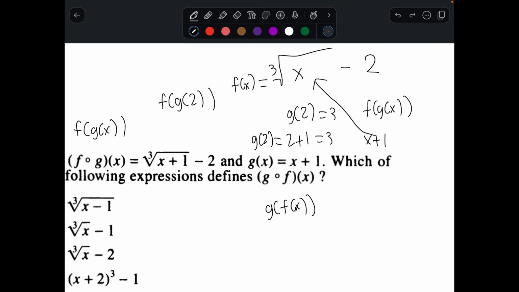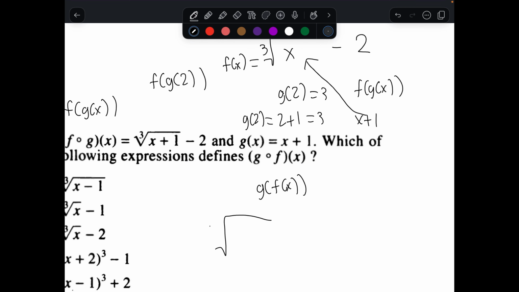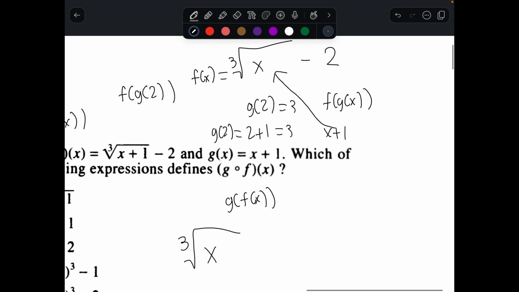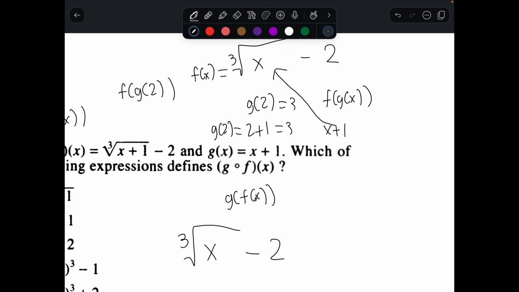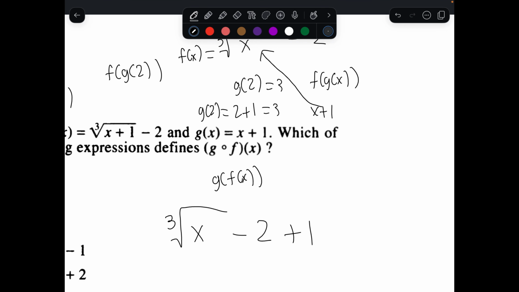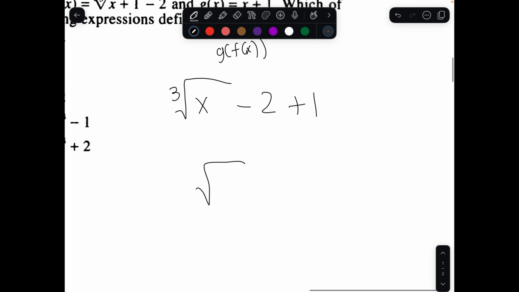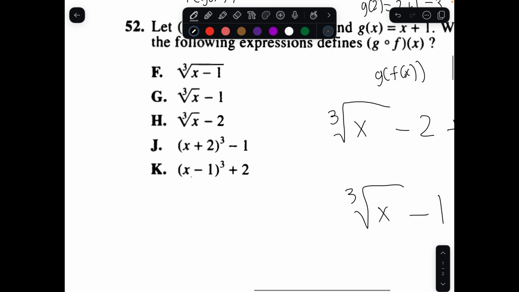So it would be the cube root of x minus 2 plus 1, right? We just swap the x with f of x, and this simplifies to cube root of x minus 1, which matches answer choice G.